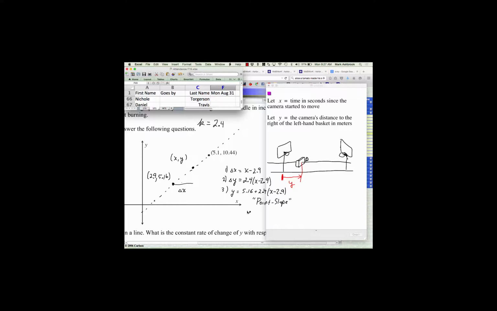And then if we multiply and simplify, we get 2.4x. Did we do this in class, this part? To get 2.4x minus 1.8. So if you add the 5.16 to 2.4 times negative 2.9, you get negative 1.8. Okay, so then this is called slope intercept form.